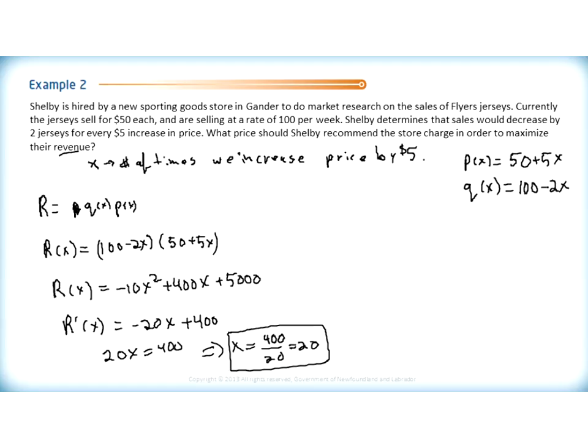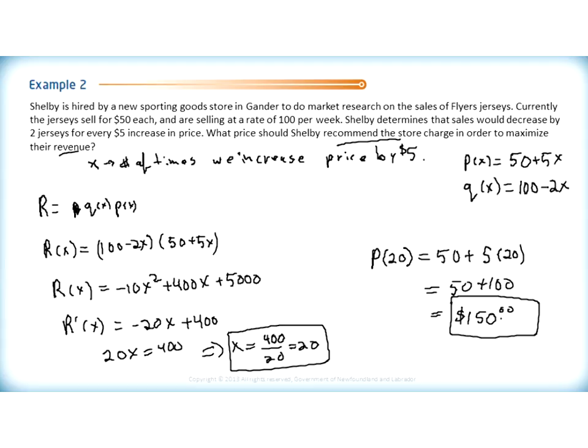The question does not ask us what is the maximum revenue. It asks us what price should Shelby recommend the store charge in order to maximize the revenue. So that price at 20 is going to be 50 plus 5 times the 20 times we change that price, and we're going to have a price of 50 plus 100. So we're going to sell the jerseys for $150. We're going to lose some sales that way, probably a nice few, but it still gives us our maximum possible revenue. Okay, so let's see what's next on the agenda here.